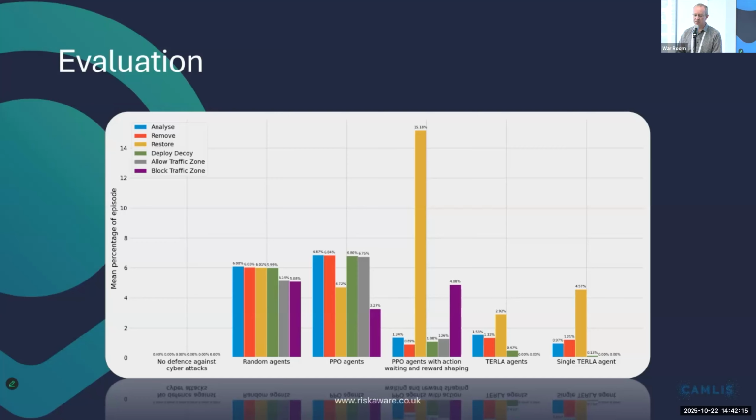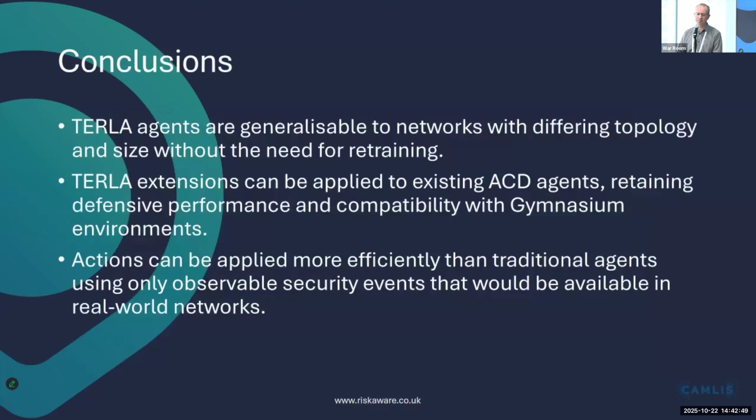And then we can see PPO agents with action weighting and reward shaping effectively learn to do the opposite. That's because those shaped rewards focus more on cyber defense, and PPO agents aren't able to target those actions effectively. And then we have TERLA agents on the right-hand side, the final two columns, and you can see that they manage to do more restore actions than any other type of action, but because they can target them effectively, they don't incur those penalties. You can also see that TERLA agents perform fewer actions overall than the other agents.